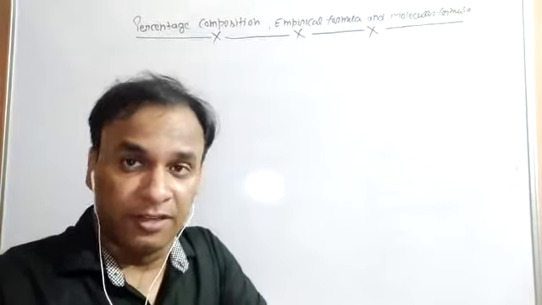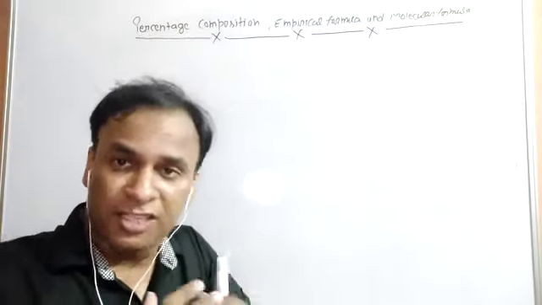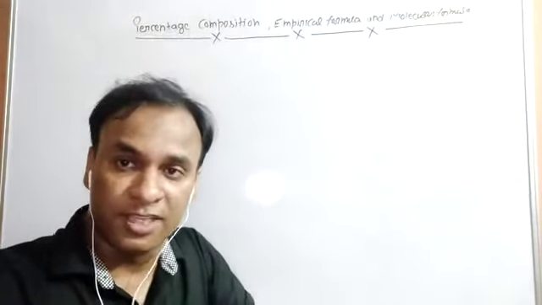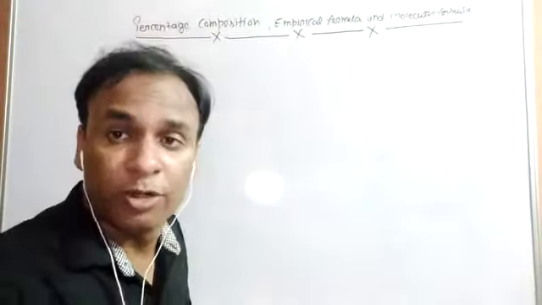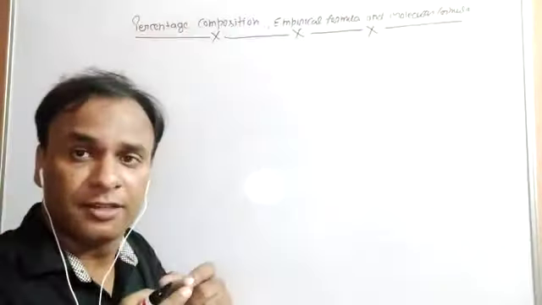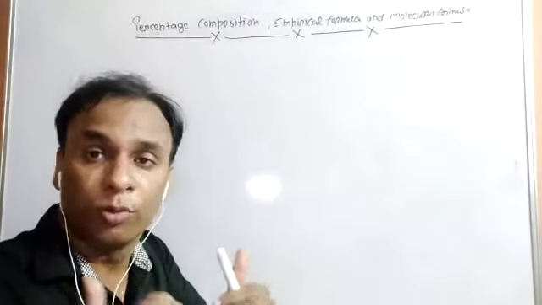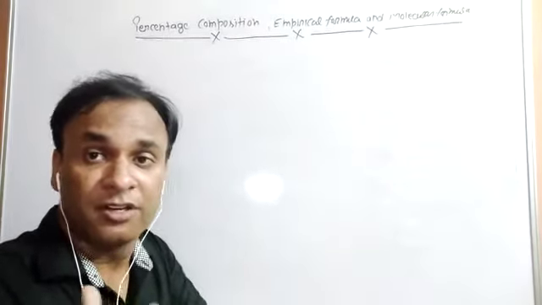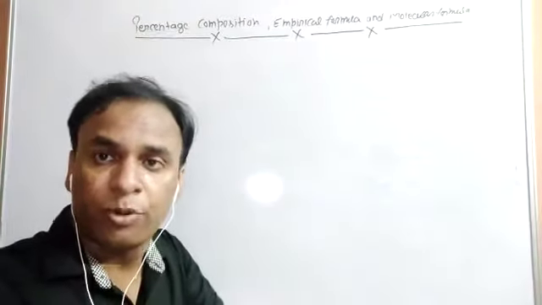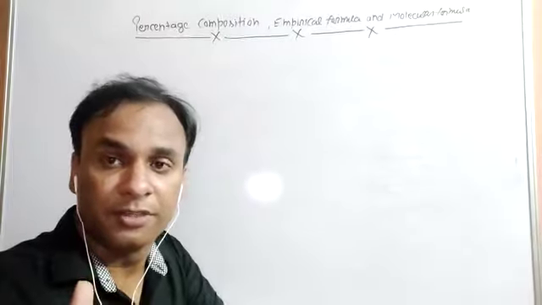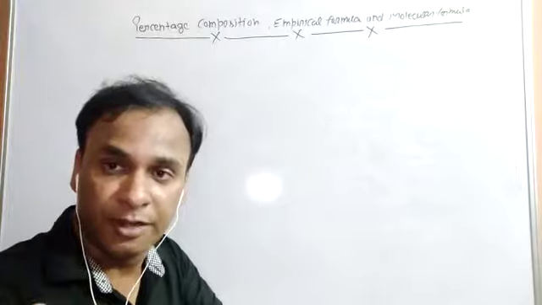Today I am going to explain percentage composition, empirical formula and molecular formula. In the last video I already discussed the mole concept. Clear? Now first of all, when we talk about percentage composition, a compound is the combination of two or more elements in definite proportions. The sum of the percentages of all the elements is 100%.